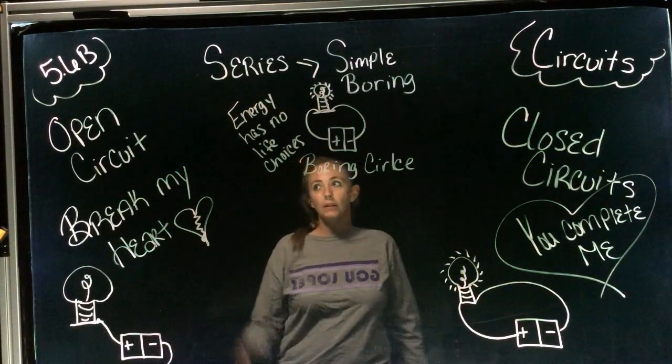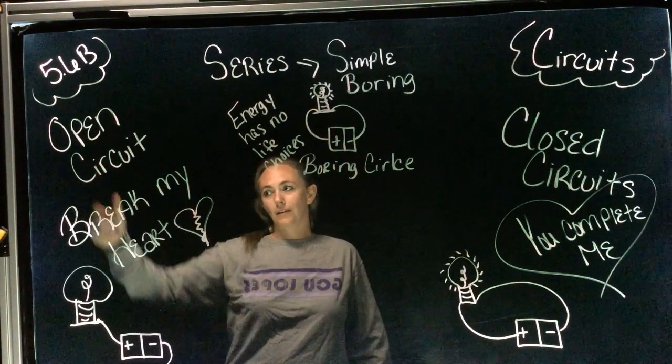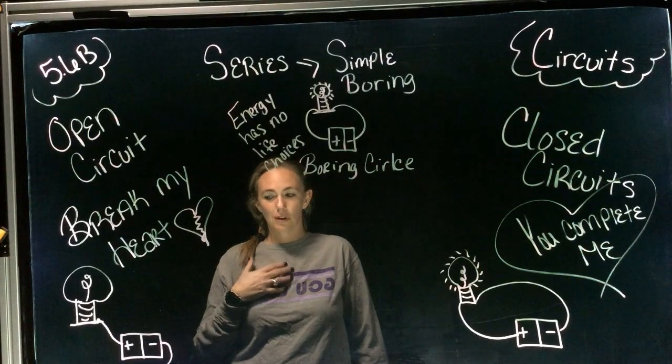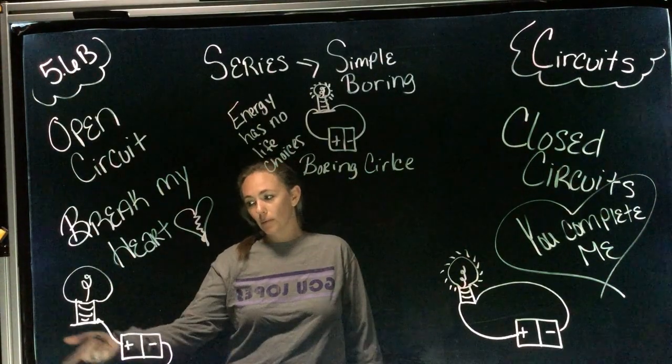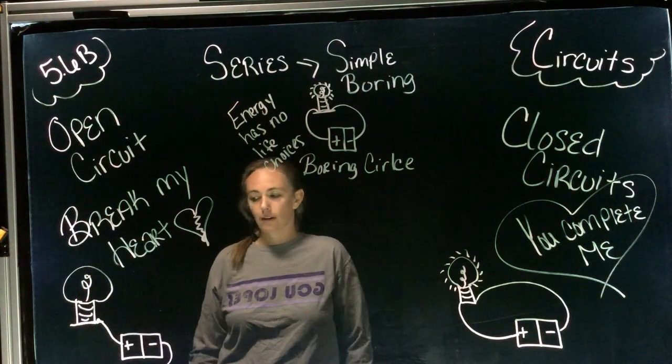Alright, 5.6b, circuits. Let's start here. Open circuit. You like up here? Break my heart. Oh, why is my heart broke? Because my light don't come on. I mean, you got literally a break in my circuit. There's a break. It's missing a wire, okay?